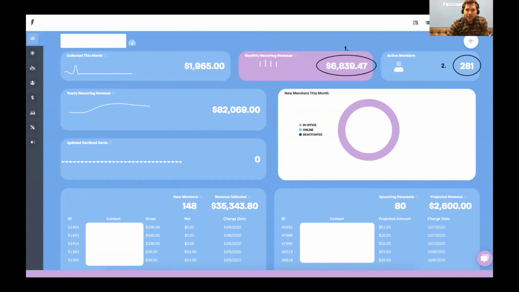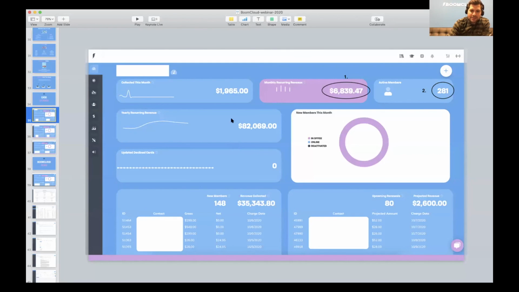This first example here is a practice in California that actually started in the middle of the shutdown. Within a few months, they signed up 281 patients to their membership program, which resulted in, circle number 1 here on my screen, just under $7,000 in monthly recurring revenue coming in. And down here in the yearly revenue, you can see my mouse, it generated a little over $82,000 in yearly recurring revenue, and that's just a few months in.